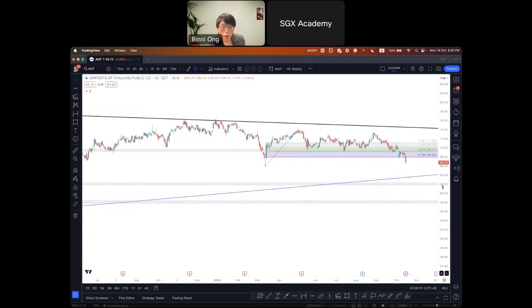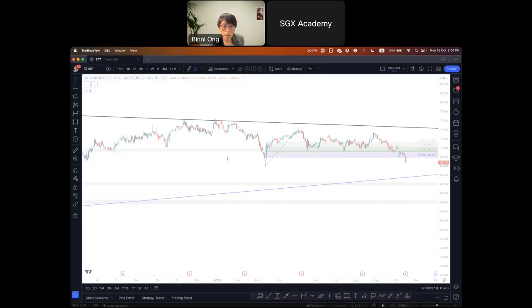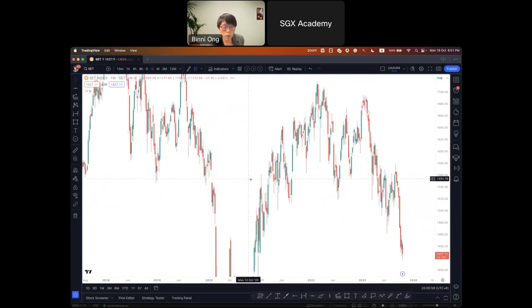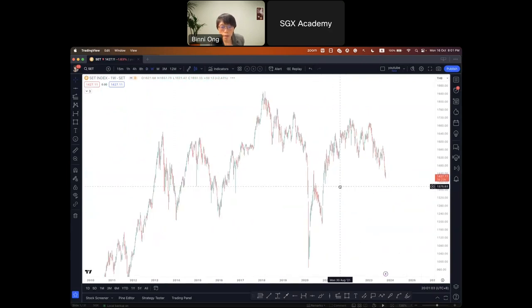All right, and of course it has to do with SET as well. Under SET, the index wasn't doing very well recently. This is the SET index, and it had actually fallen a little bit. It's still on an uptrend, but this down move was a steeper correction, and that does affect AOT, which is one of the very important component stocks. So that's for AOT.